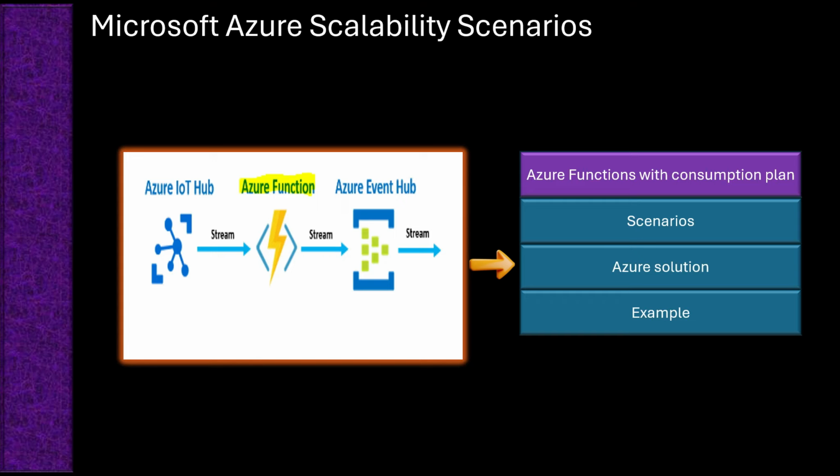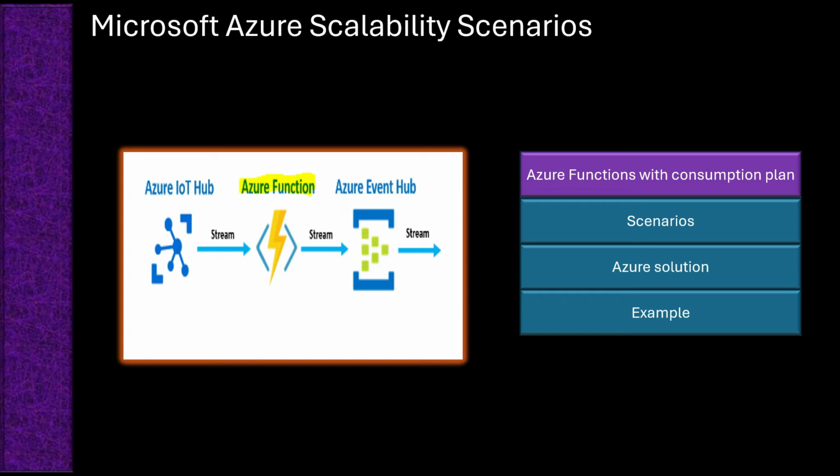In this case, Azure Functions automatically scales based on the number of incoming events and provides the exact amount of compute power needed. In this example, during peak hours, thousands of IoT devices send data simultaneously. Azure Functions scales out to process all the data efficiently. During off-peak hours, it scales down, which means you only pay for the compute resources you use.